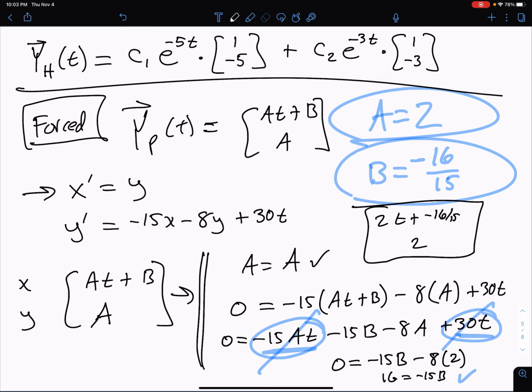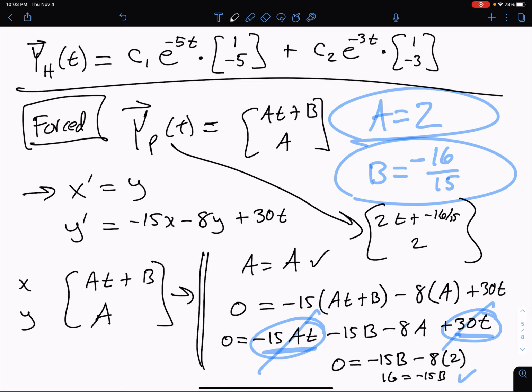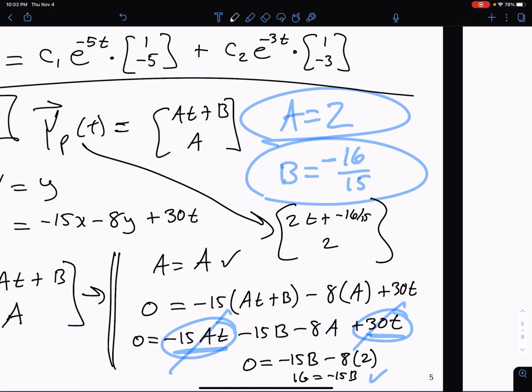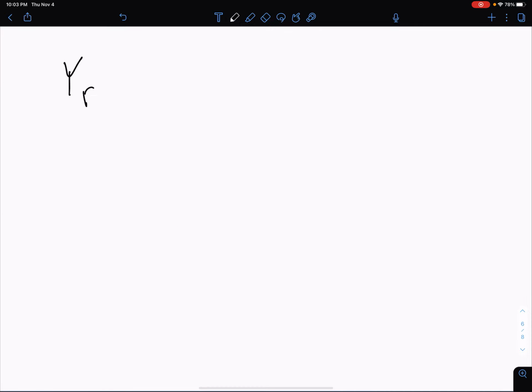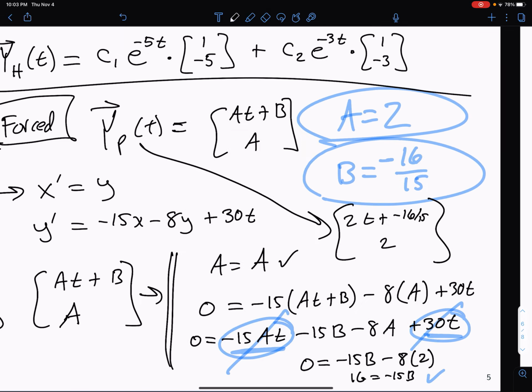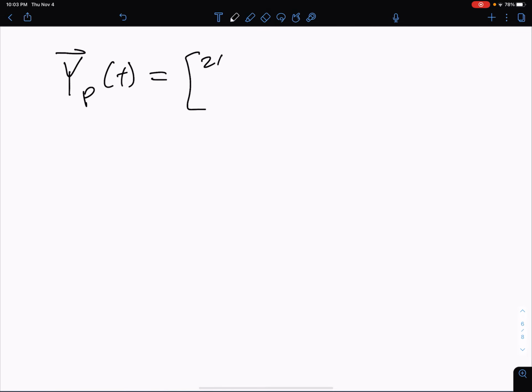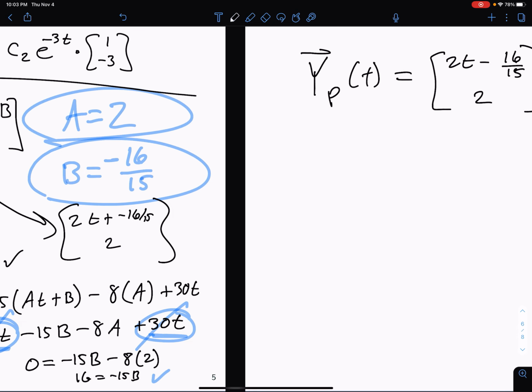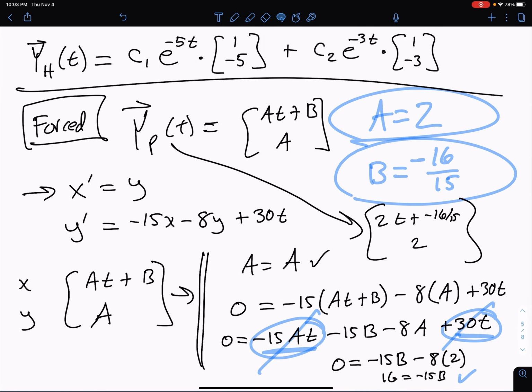That is, I should write that as a vector, basically. That is my yp. Okay, so this got a little bit messy. Let me write it down on the next term. So my yp is the vector function 2t minus 16 over 15, and then 2. And my homogeneous solution, I'm just going to copy this because we had it a second ago.